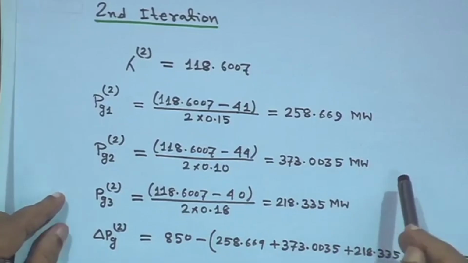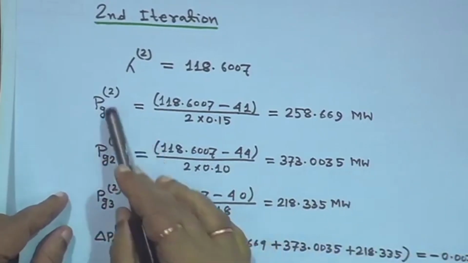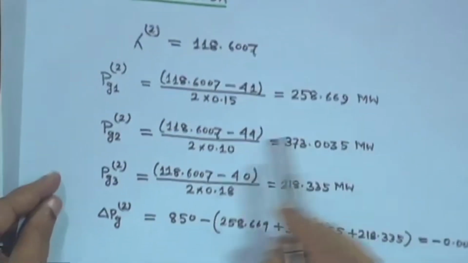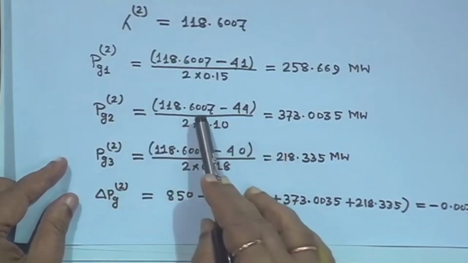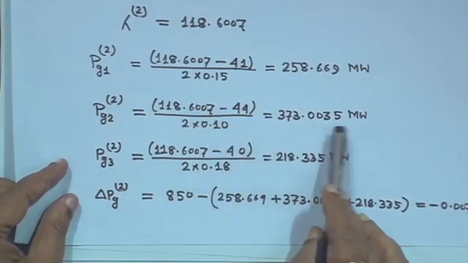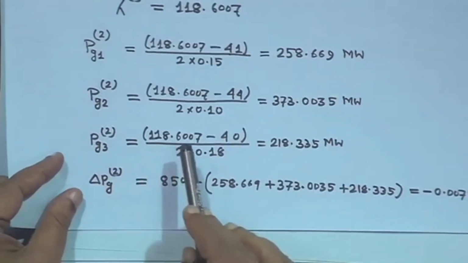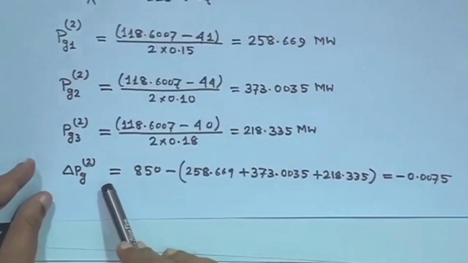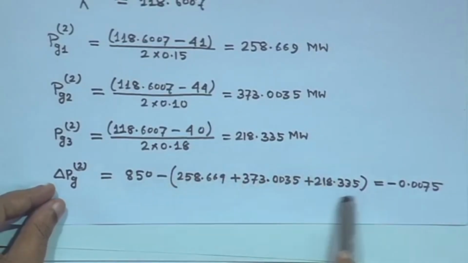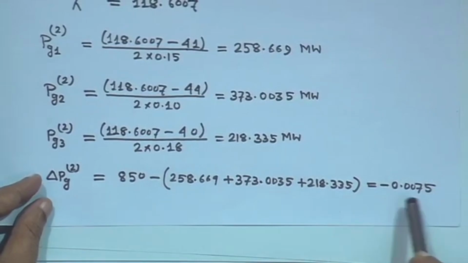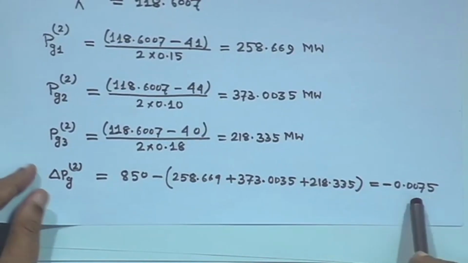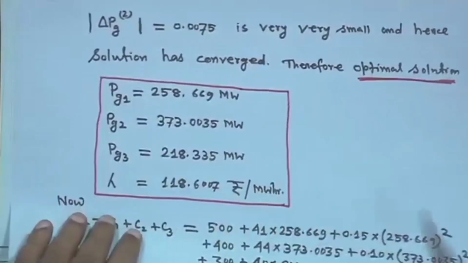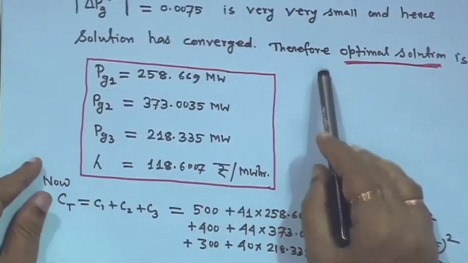Substitute lambda, and again you get Pg1 as 258.669 megawatt. Similarly, Pg2 at second iteration you will get 373.0035 megawatt. Pg3 here, you substitute lambda, you will get 218.335 megawatt. So, delta Pg2 will be 850, the total load, minus the sum of all the generation, and we are getting minus 0.0075, right. If you take the absolute value, 0.0075 is very small, and hence the solution converges after the second iteration, right.